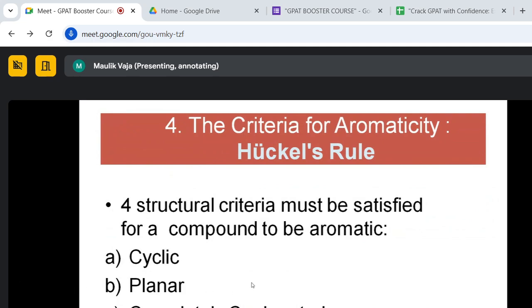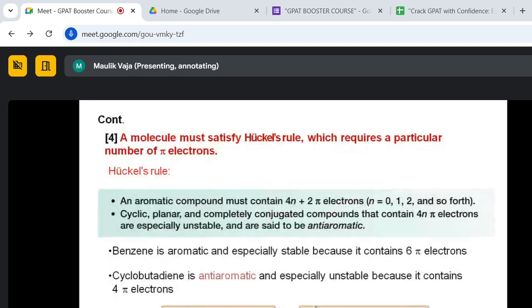Cyclic means it should be in cyclic form. Planar means it should be in a two-dimensional structure, not three-dimensional. It should be completely conjugated. And Huckel's rule says that an aromatic compound must contain 4n plus 2 pi electrons, 4n plus 2 pi electrons.